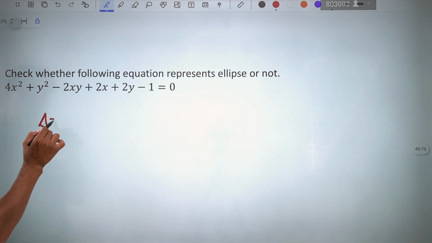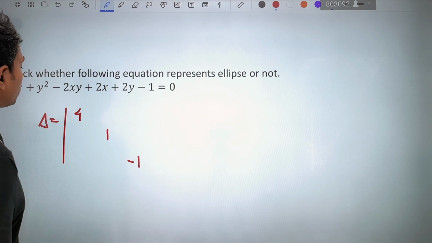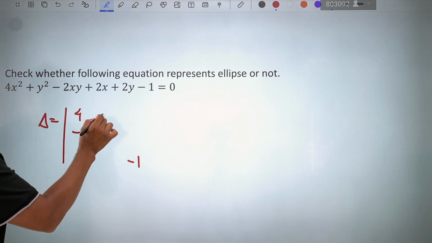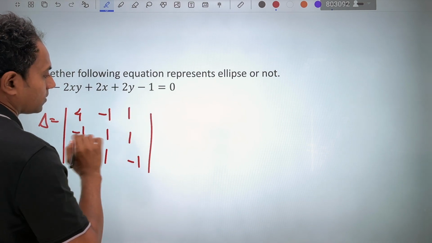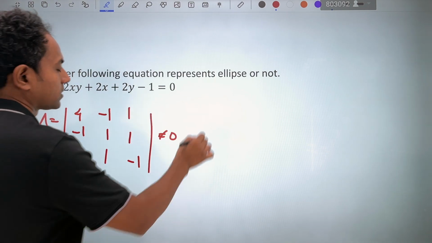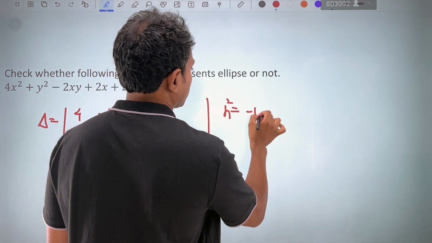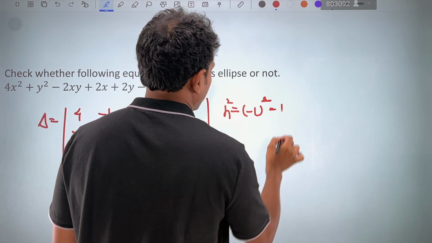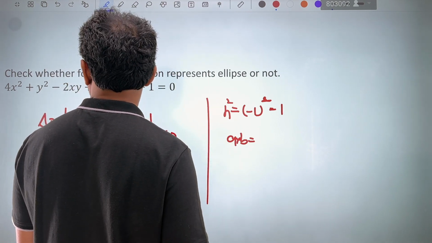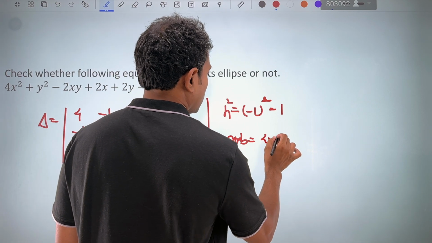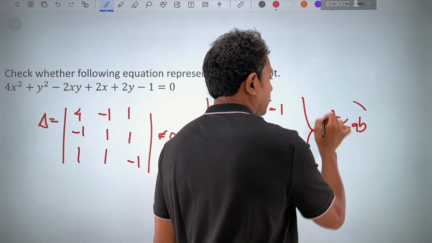So delta I am not finding, but I will write it for you. So the values of a, b and c I will write, h will become −1, g is nothing but 1, f is nothing but 1. This if you find will not come out to be 0. Next condition we will verify is h². So h² becomes nothing but (−1)². It becomes 1, and ab is nothing but 4 into 1. It comes out to be 4. So you can clearly observe h² is smaller than ab.